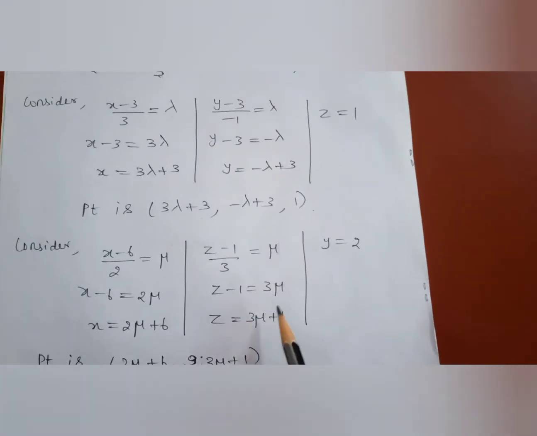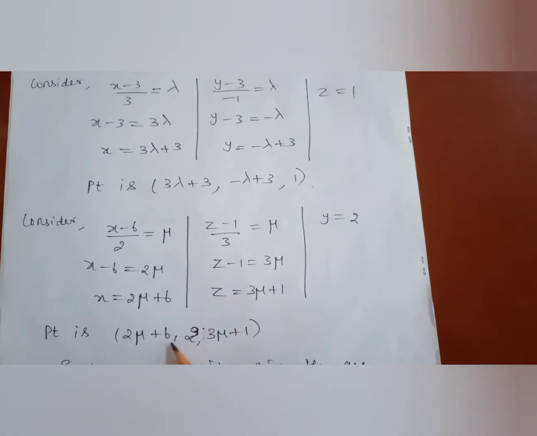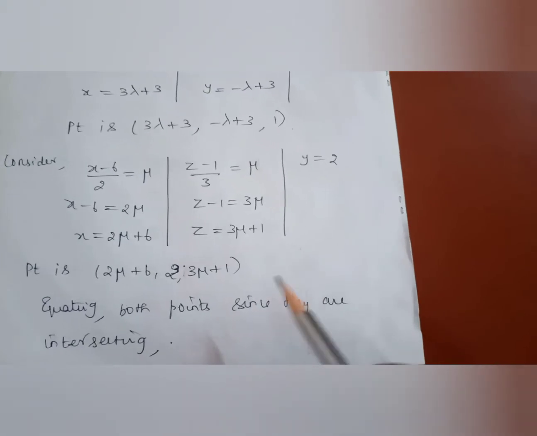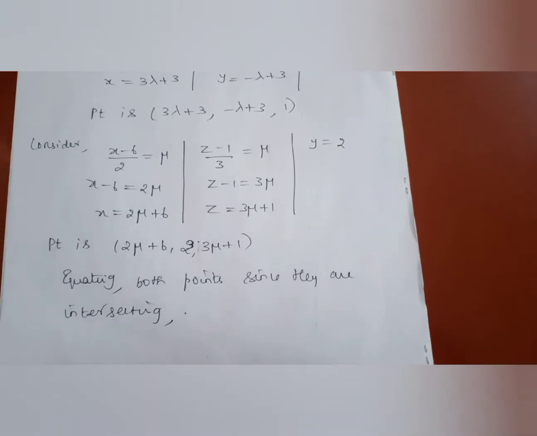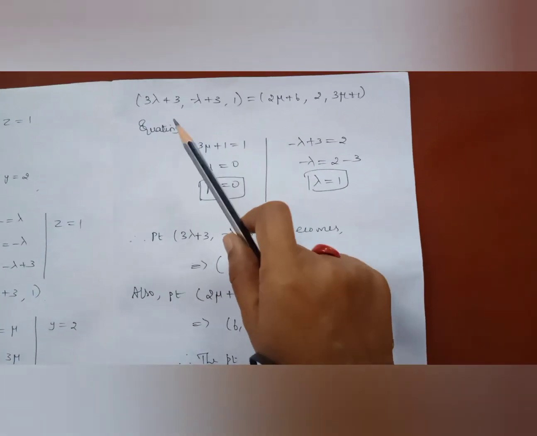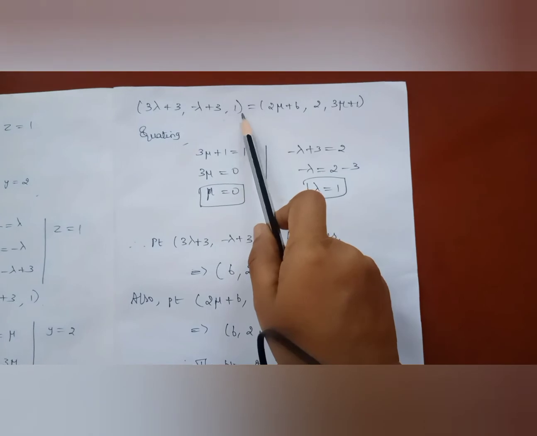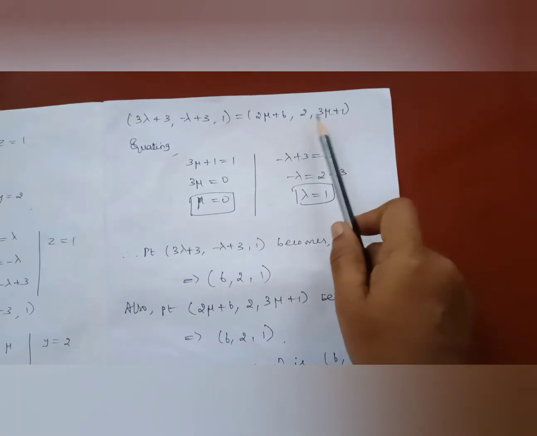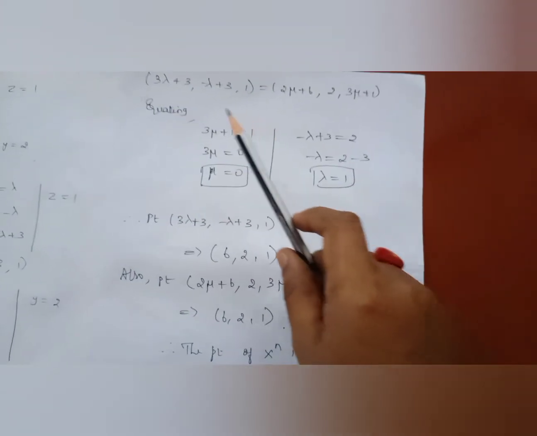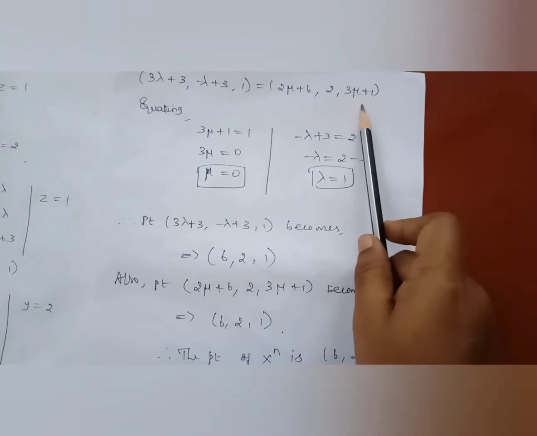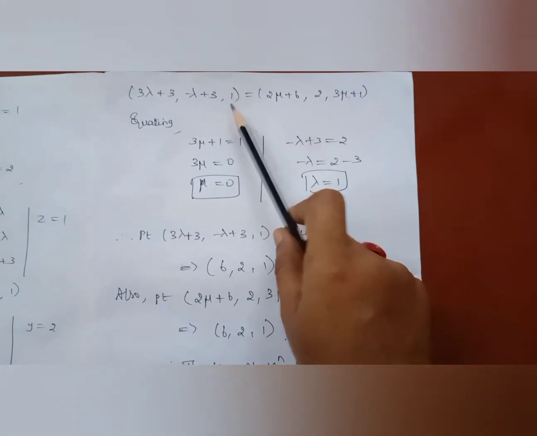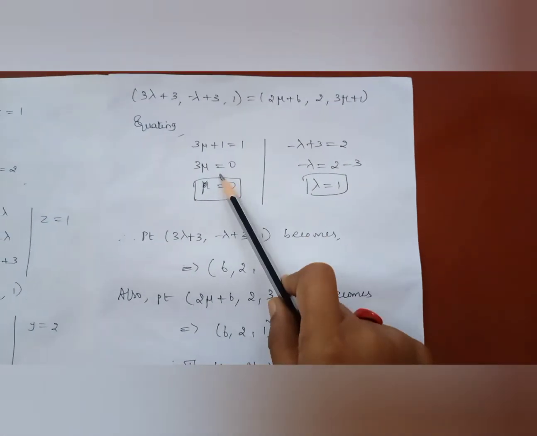And the second line I am equating it as mu and I am getting it to be (2 mu plus 6, 2, 3 mu plus 1). Now both are equal, right? Since they are intersecting for sure, we have proved that also. So both are equal. So when equating, the points are equal, we are equating them. So (3 lambda plus 3, minus lambda plus 3, 1) is equal to (2 mu plus 6, 2, 3 mu plus 1), like how we did in the example sum. Here it is easy for us because here I am having 3 mu plus 1 and here I am not having any constant, I am having the numerical value. So I can directly equate it and get the value of mu to be 0.